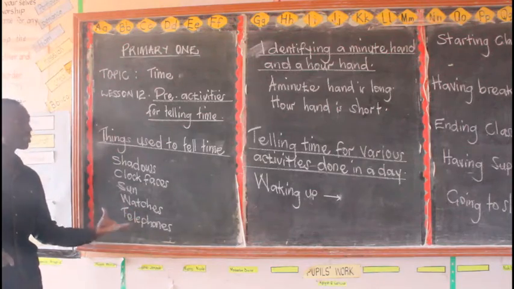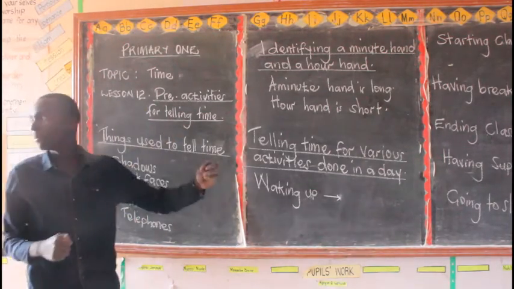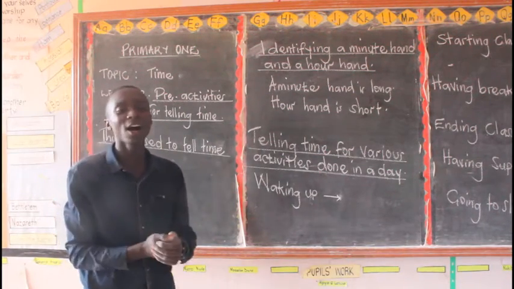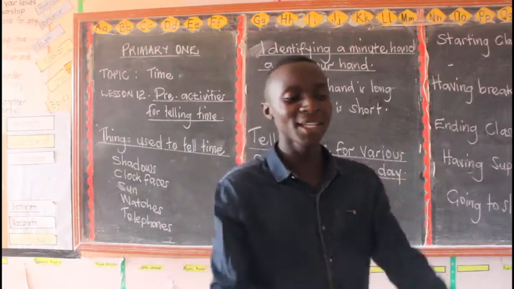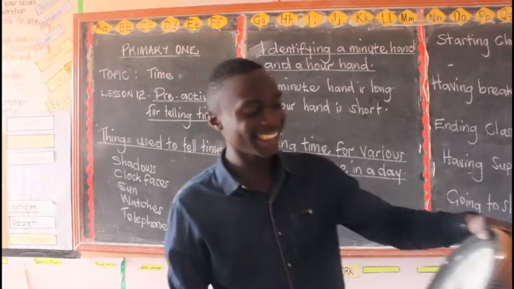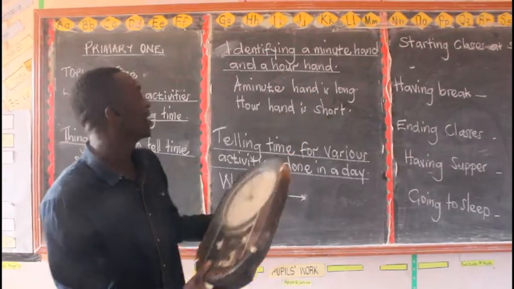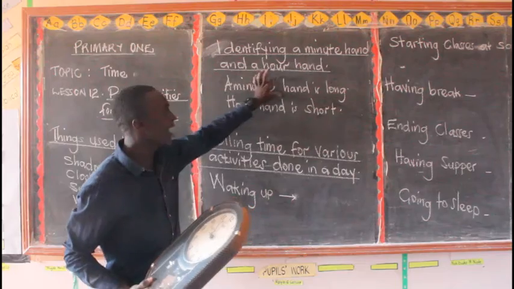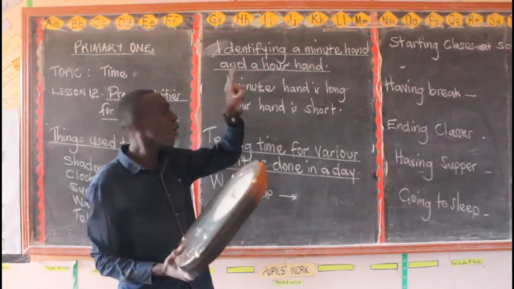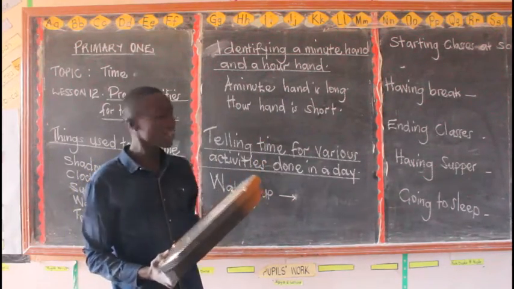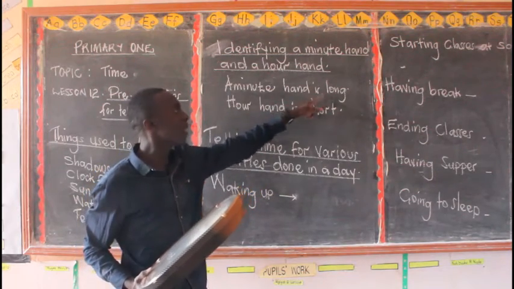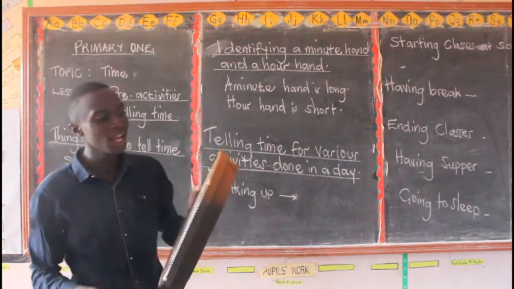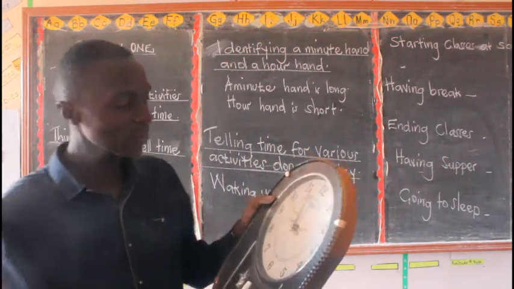Watches, I have told you watches, and telephones. Identifying a minute hand and an hour hand. We are going to identify a minute hand and an hour hand. My good children, a minute hand is long. There is a hand on our watch which is long, and there is a hand which is short. The long one is the so-called minute hand.